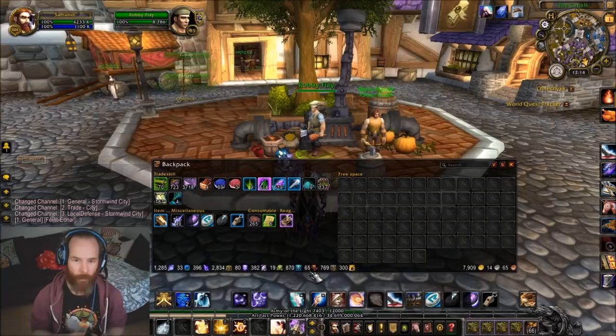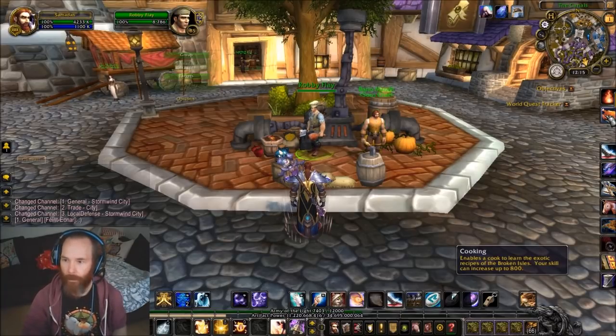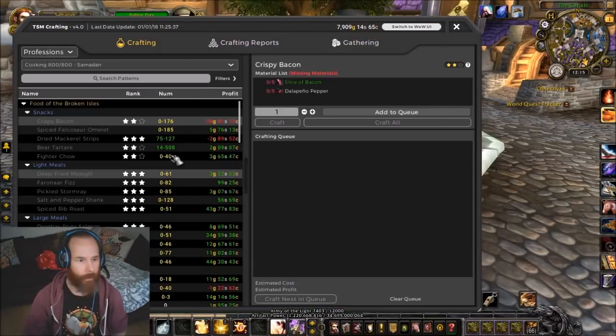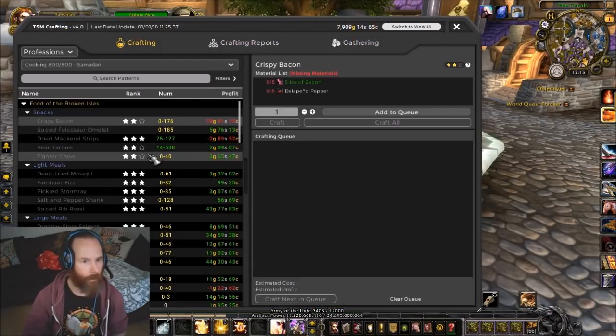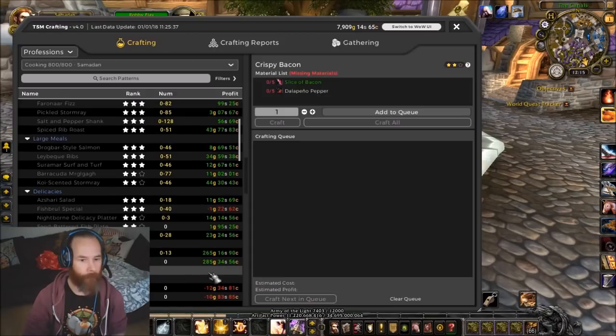I've also been doing all the Nomi Test Kitchen work orders as much as I can, and we are currently just missing a few rank 3s: crispy bacon, bear tartare, fighter chow, a few more rank 3s here and here. So cooking, whilst it's pretty profitable at the moment, it's not as profitable as it could be.